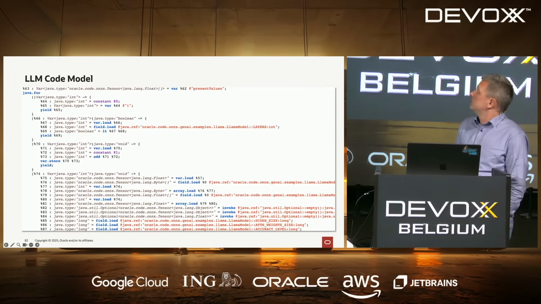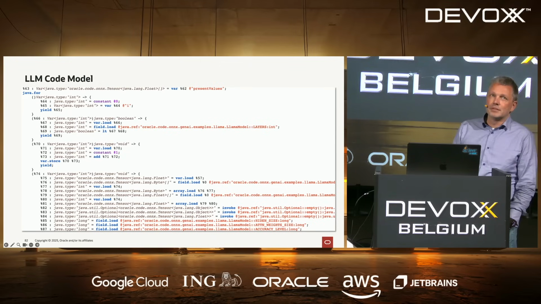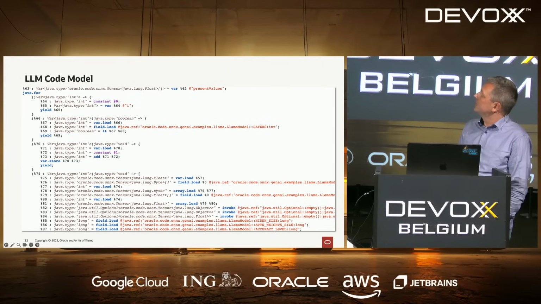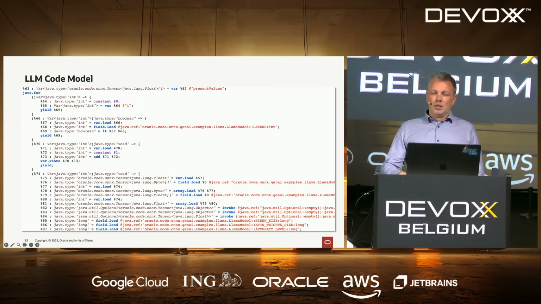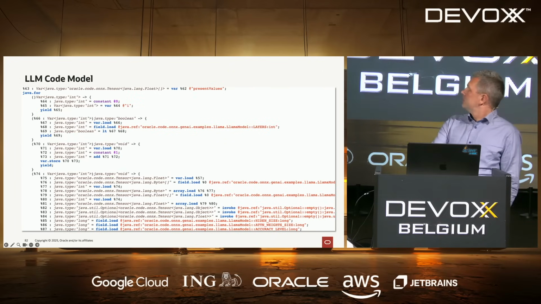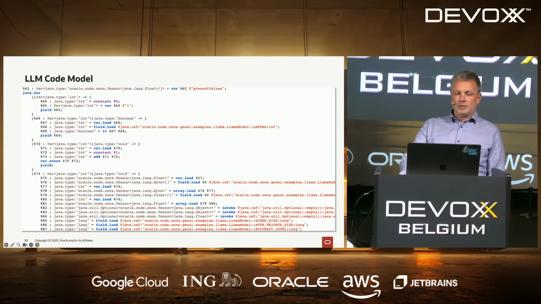So I won't go deeply through. This is the Java model, a fragment of the Java model that we get from the code you've seen. I won't deep dive into it, but it's similar, just much bigger and much more complicated than the previous example.